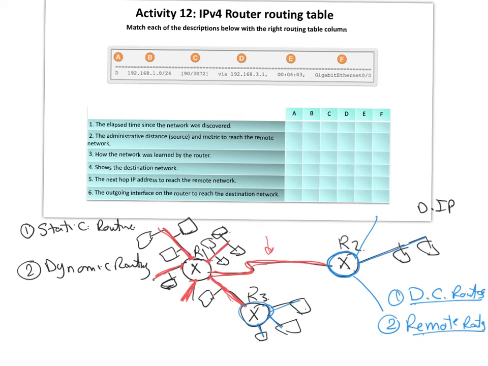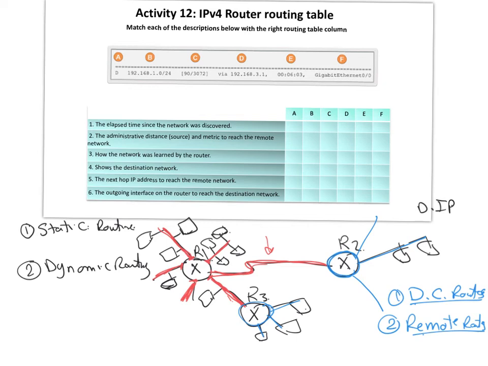It's not feasible. Okay. So if the network has some dynamics, some routers go up and down, or if the network is too large, okay, static routing becomes a really problematic way of inserting routes inside the routing table. So we cannot afford this. So that's why we have dynamic routing. And for dynamic routing, we have to start one of the dynamic routing protocols. We have plenty of them.